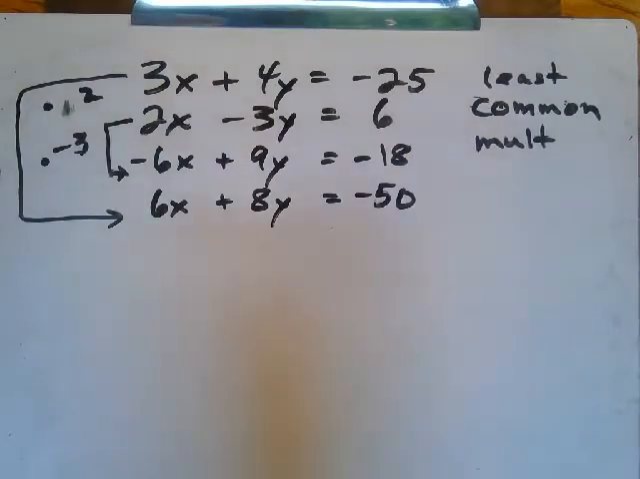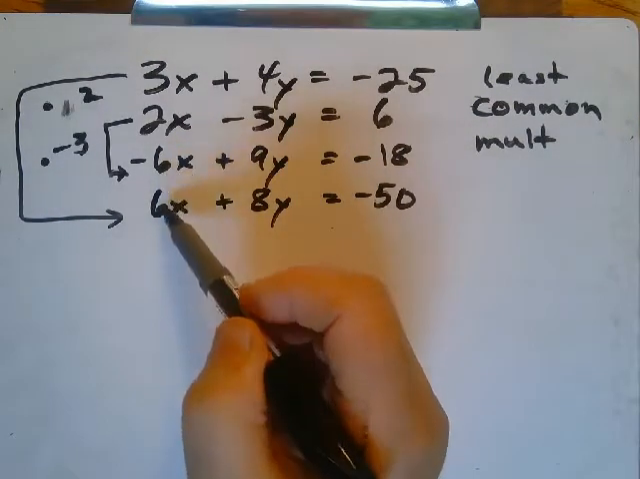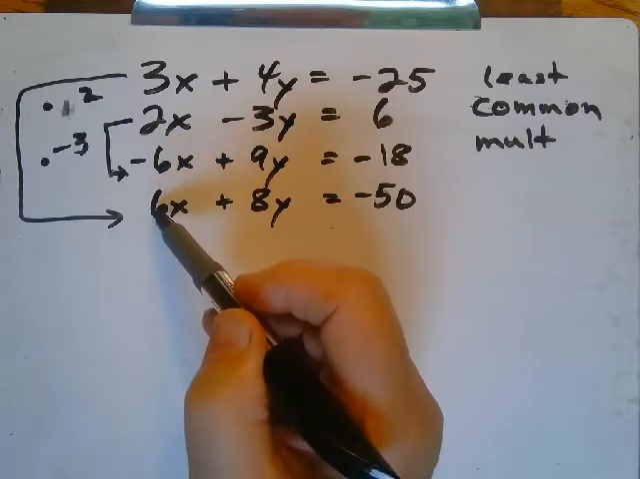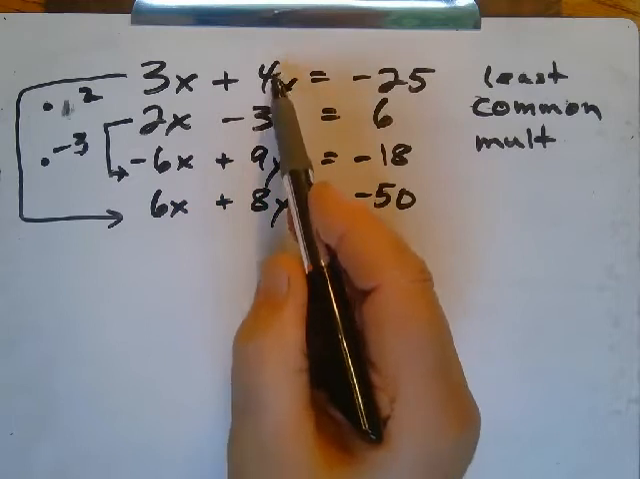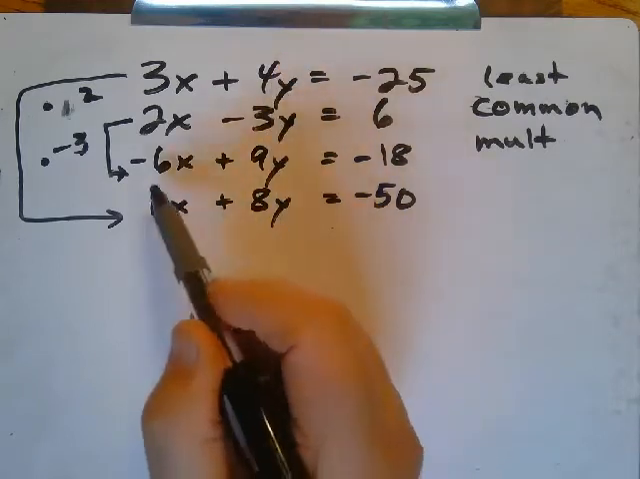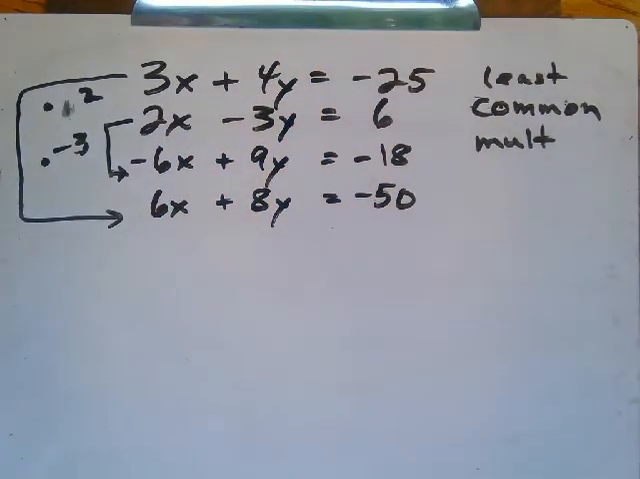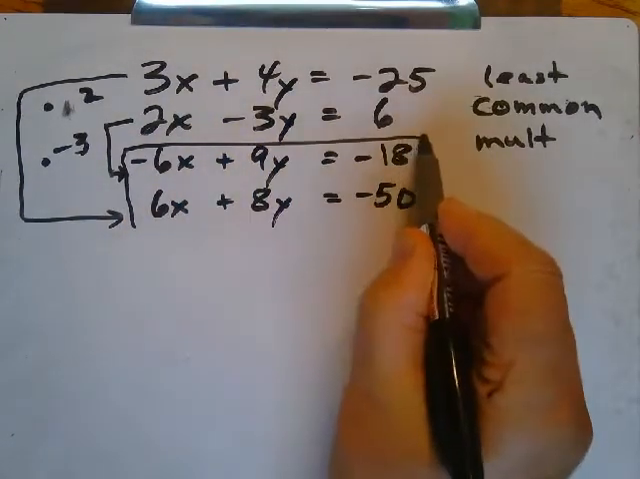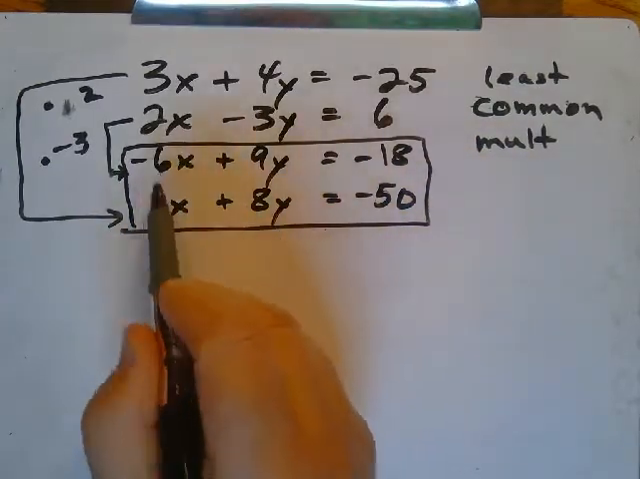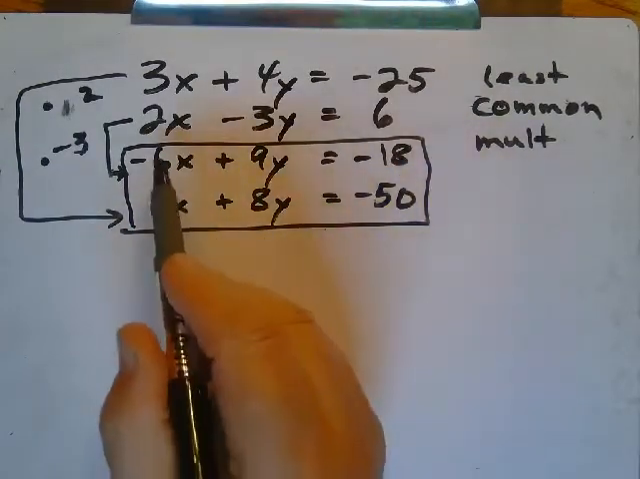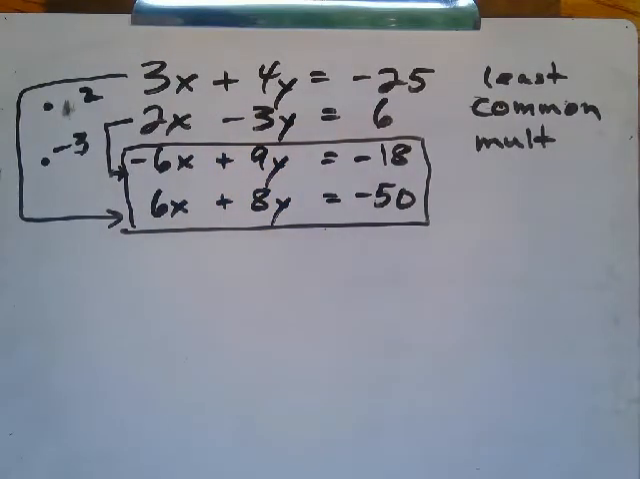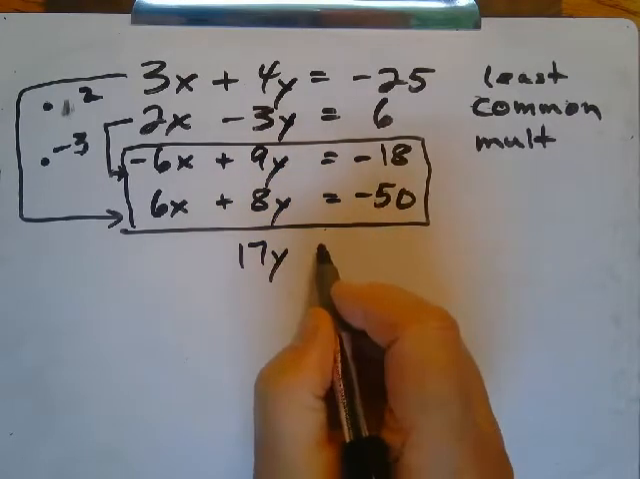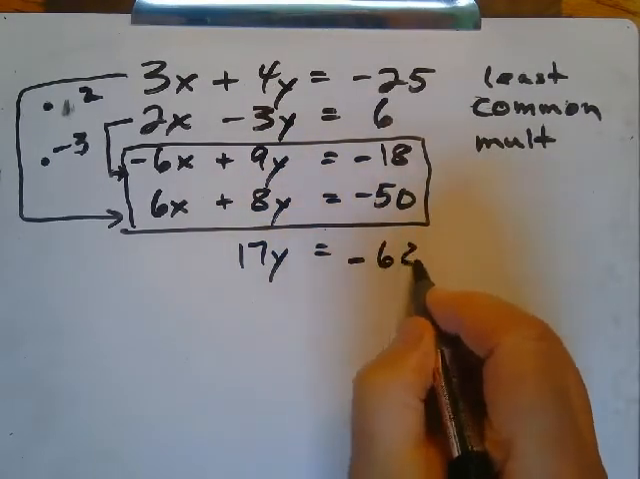Okay, as you can see, our goal was to get a variable where we have opposites, in this case a negative 6 and a positive 6. Could I have done something with the other? Sure, I could have gotten 12 and negative 12, but I picked this because the numbers were smaller. So now they're right next to each other. I'm just looking at these two equations now, and I'm going to add them up. And the x term is going to go out. That's eliminating x. So this is 0x or 0. This is 17y. And this is a negative 68.